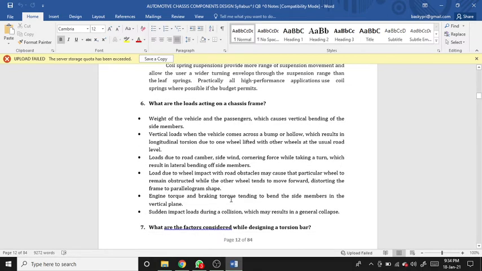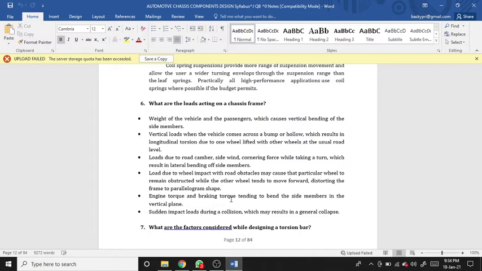Next, what are the forces acting on the chassis frame? There are so many categories available for load classification, and in that the key points are given here. First one is the weight of the vehicle and the passenger weight. Even without passengers, if the self weight of the vehicle is more, definitely the chassis is going to fail. So in order to avoid that, we need to design the chassis frame accordingly.